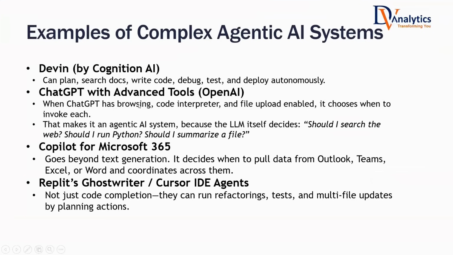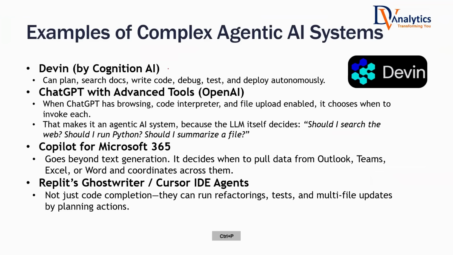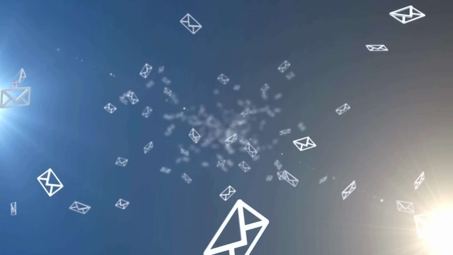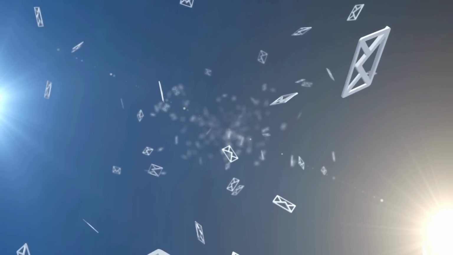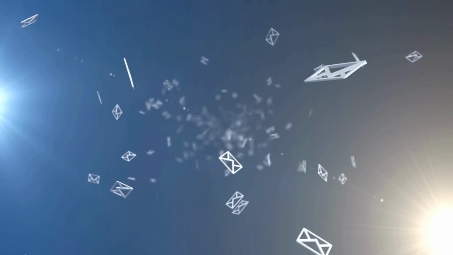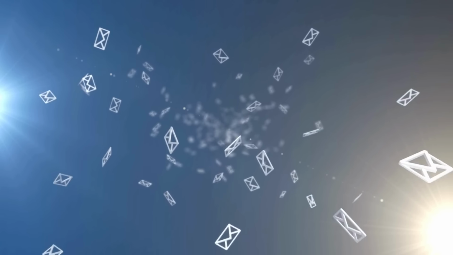Some of the other examples of complex agentic AI systems: Devin is the one that is used for creating code. Devin by Cognition AI. It can plan, it can search the documents, it can write the code, it can debug, it can test, it can also deploy automatically. Right now, you can see ChatGPT also came into this picture. Copilot with Microsoft, let's say if you get an email, automatically Copilot will tell you that, okay, for this email, I can give you this as the reply. You can just verify. After that, I can send it automatically. So autonomously, it will do it.